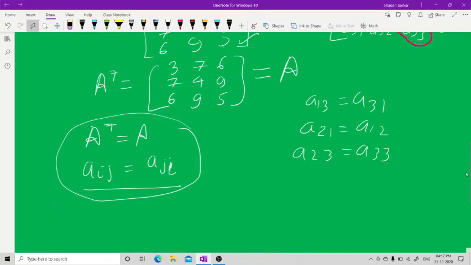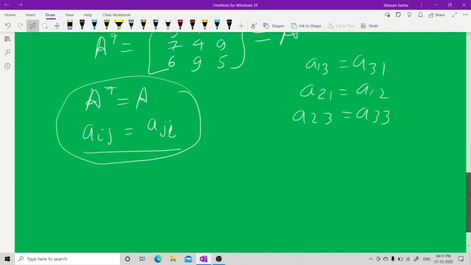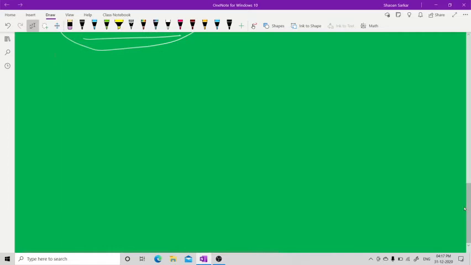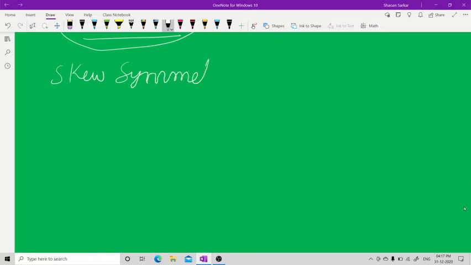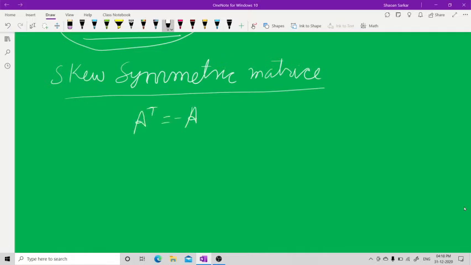Now let's see a skew symmetric matrix. This is a skew symmetric matrix. Now, see one thing. In this case, A transpose will be equal to minus A. Got the point? And Aij will be equal to minus Aji.